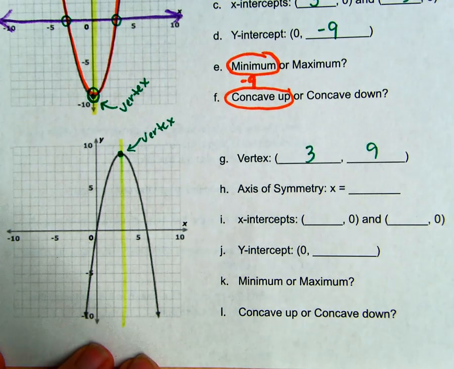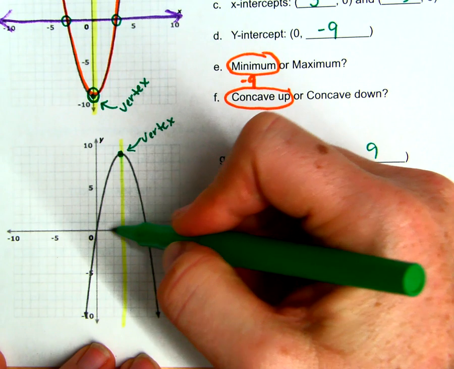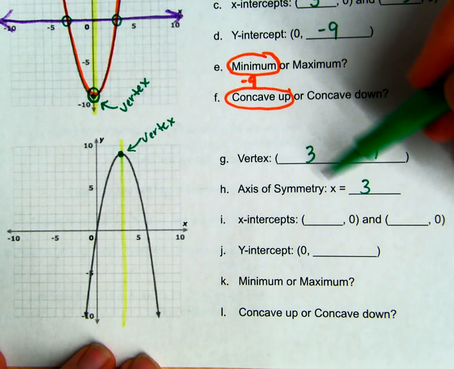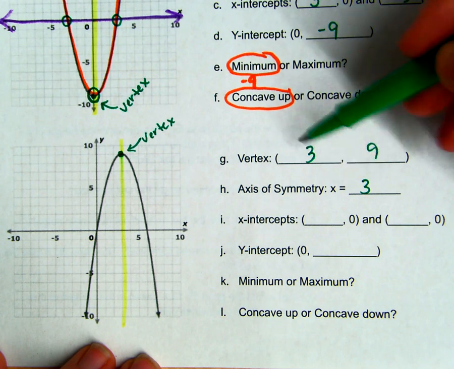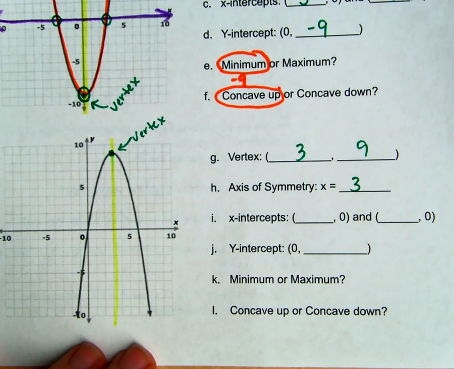And so my axis of symmetry is going to be x equals wherever it hits the x-axis, which in this case is 3. And remember, the vertex x and the axis of symmetry x will always be the same.